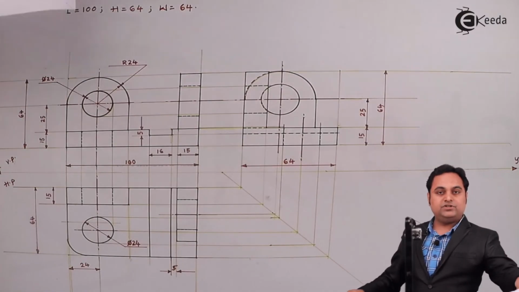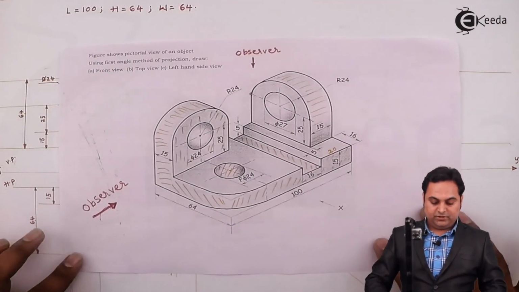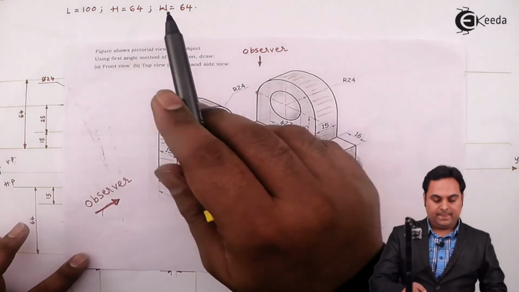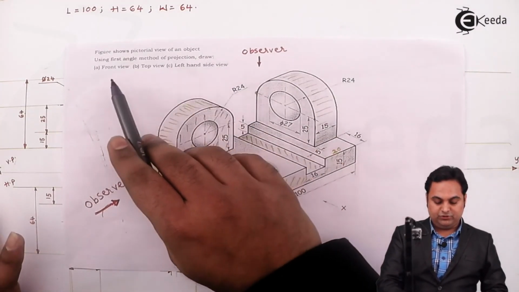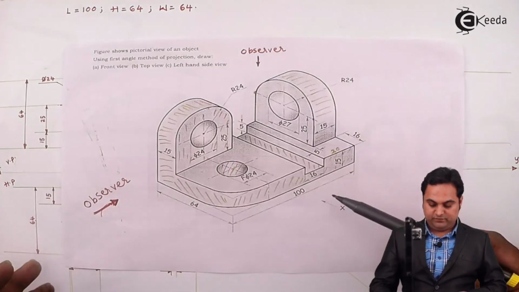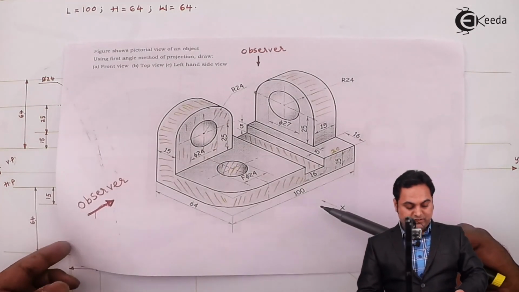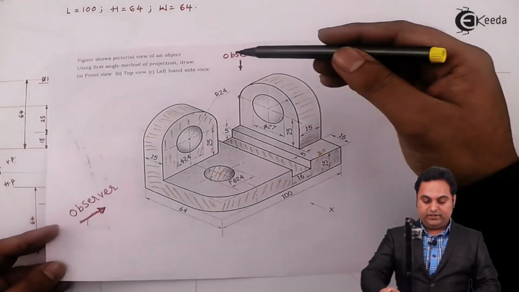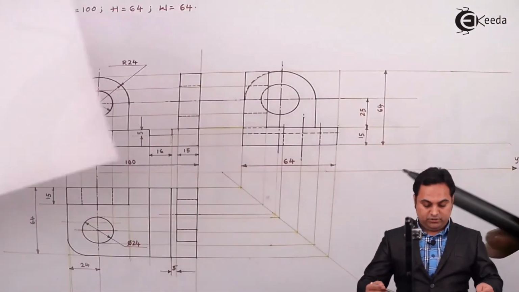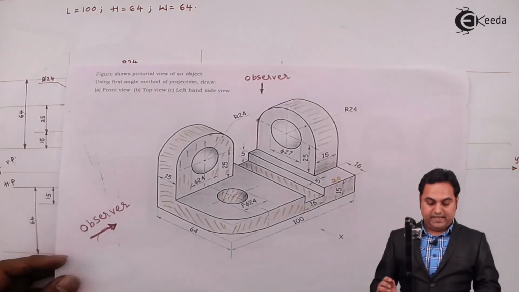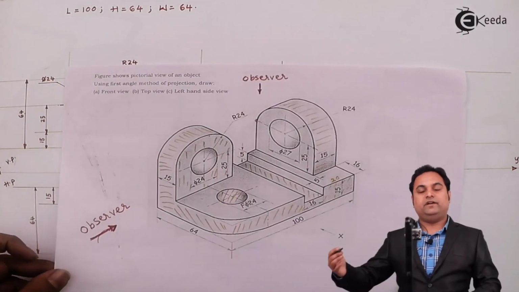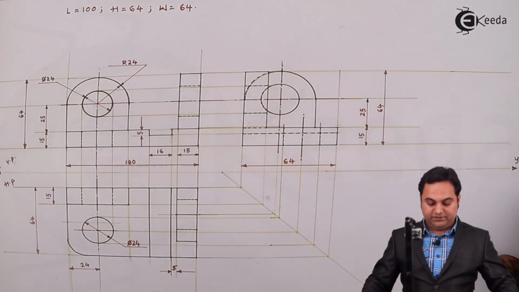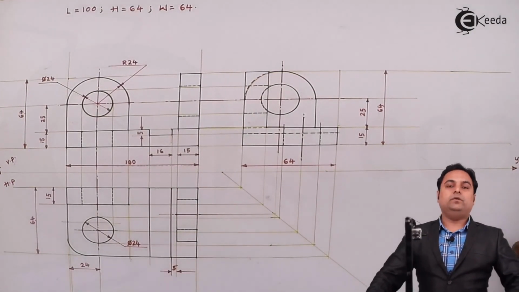And if we look at the question, here it was mentioned, figure shows pictorial view of an object, that is this diagram. Using first angle method of projection, draw front view, top view and left hand side view. So looking along x direction, we have drawn the front view of the object. Next, looking at the top as an observer, the top view was completed, and looking from left hand side, drawing it on right hand side by first angle method of projection, the side view is completed, and with this we complete the problem.